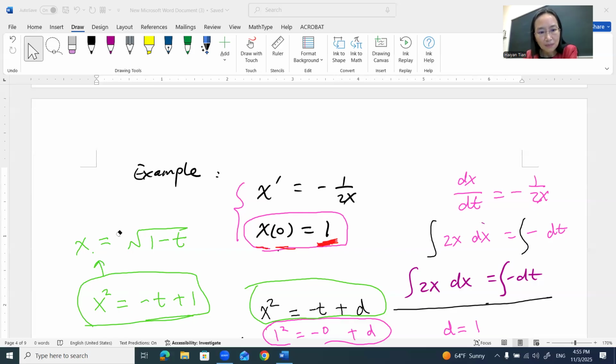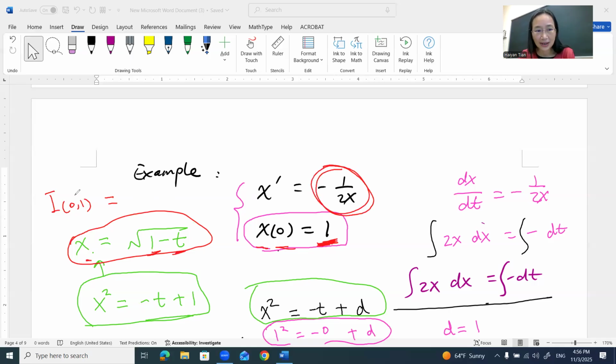Okay, so we found the solution. But for this solution, we have a maximum interval of existence. What is that maximum interval of existence? Let's use that notation. Remember, xi for this initial data, that's the notation for the maximum interval of existence. And which interval should we use? Can we use 1? No, because when t is 1, x will be 0. When x is 0, this equation is undefined, right?